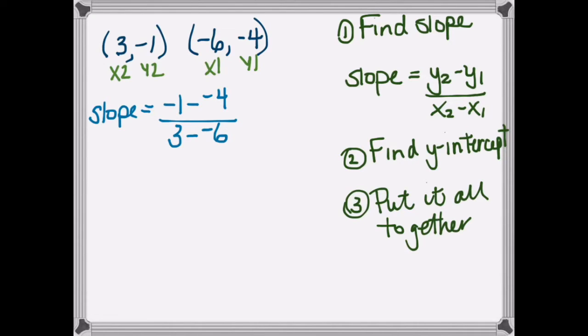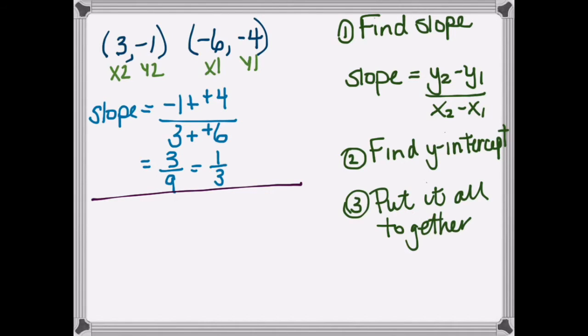So when we simplify here, we're going to get negative 1 plus 4, because a negative times a negative gives me positive, so you can really turn both of those negatives into positive. That would give me 3 over 3 minus negative 6. Again, negative times a negative is a positive, will give me 9. So it's best to always reduce to lowest terms. So 3/9 in lowest terms is going to be 1/3.